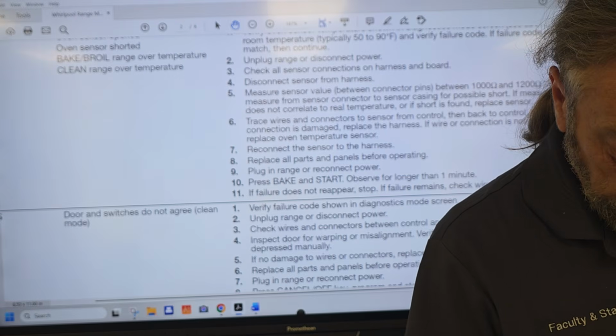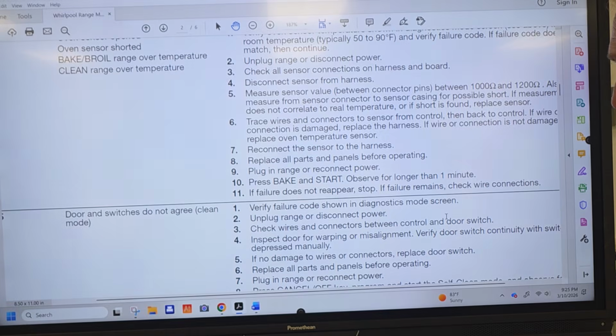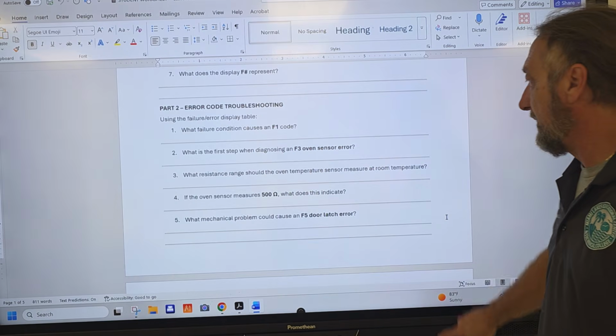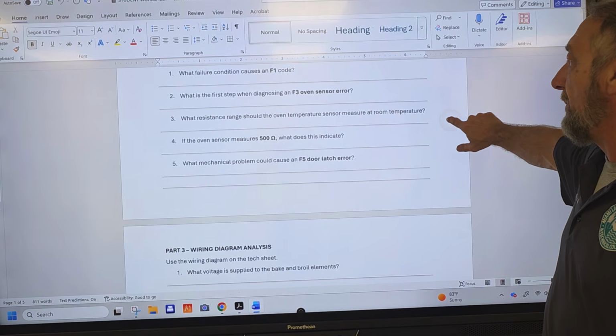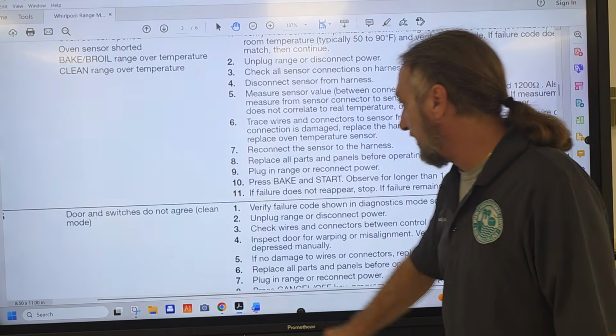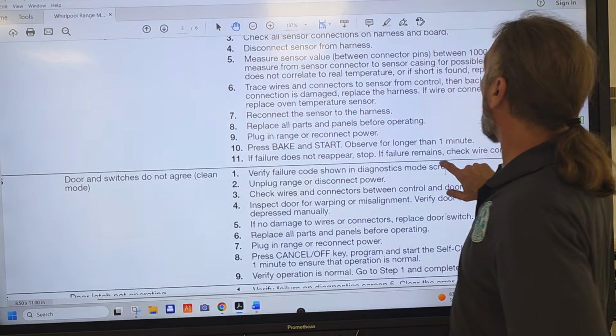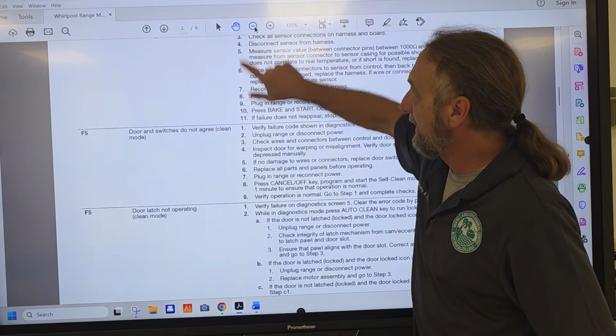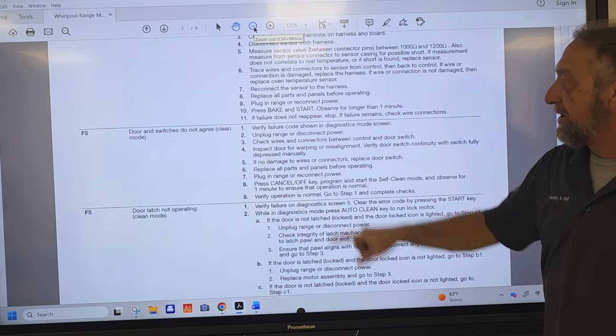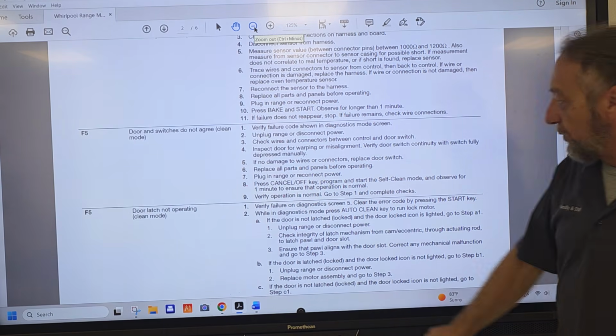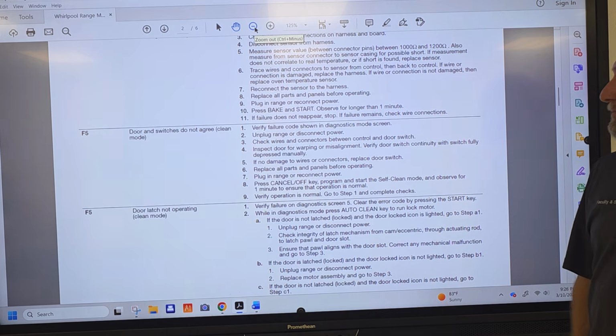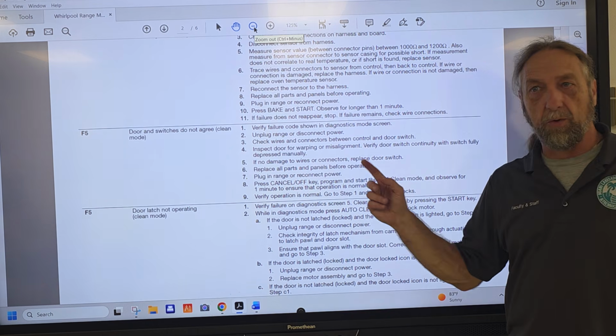Okay, so the next question: what mechanical problem could cause an F5 door latch error? My little kid had an F5 door latch. The question says, what could have failed? It's a broken latch. The door and switch do not agree. Door switch, door lock. Check the wires and the connections to it as well.